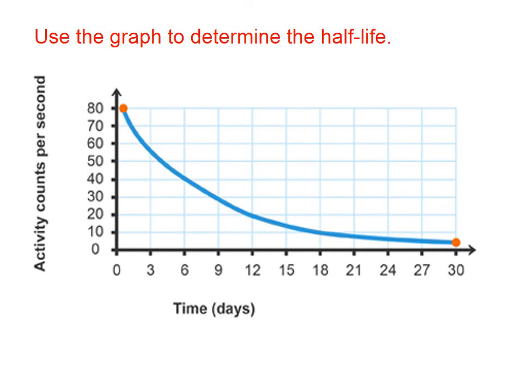Let's say, okay, here, at 40 counts per second, we're at day number 6. What's half of 40? Well, 20. Okay, what day are we on when we're down to 20 counts per second? Hey, that's day 12. Wait a minute. Day 6 to day 12, that's 6 days also. So the half-life is about 6 days. We can read that right from the graph.